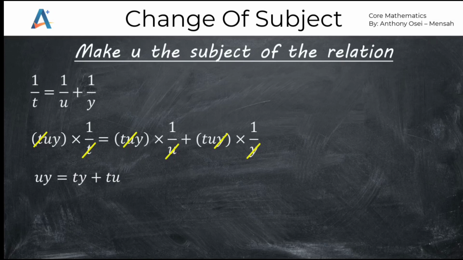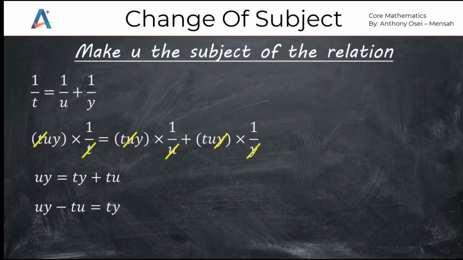So let us now take this expression and make u the subject. Checking from this particular relation, we realize that the u is at the left hand side and still there's a u at the right hand side. So we'll group all terms with u to one side. I prefer to group them to the left hand side. So we have uy already there, so uy. Then tu, which is positive, will be transposed to this side. Going across, it will be negative, so it becomes minus tu. Then you close it with the equal sign. We have ty remaining, so it stays as ty.